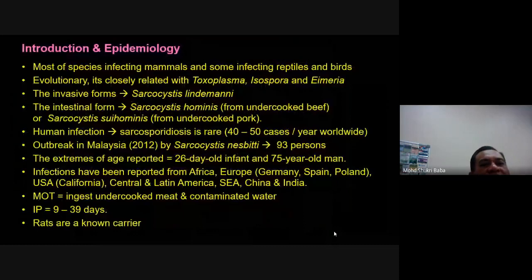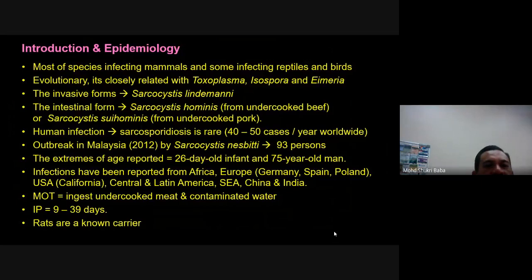Most of the species infecting mammals and some infecting reptiles and birds. Evolutionary, it closely related to Toxoplasma, Isospora, Emiria. Alright, Toxoplasma kita akan sentuh selepas ini because dia adalah tissue sporozoa. The invasive form basically adalah Sarcocystis lindemani, and the intestinal form basically adalah Sarcocystis hominis, which is basically Sarcocystis hominis ni biasanya kita akan dapat daripada undercooked beef lah.